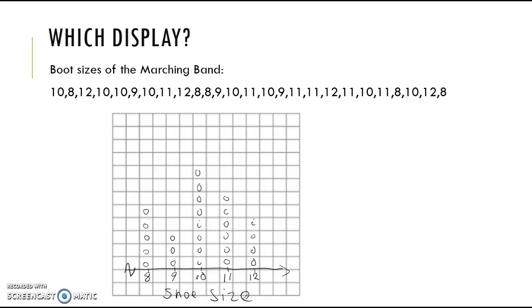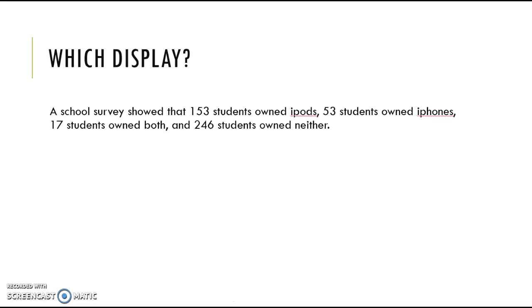All right, moving on to another. Okay, which display? A school survey showed that 135 students owned iPods, 53 students owned iPhones, 17 students owned both, and 246 students owned neither. So there seems to be two different categories, and this would be a nice example of a Venn diagram.